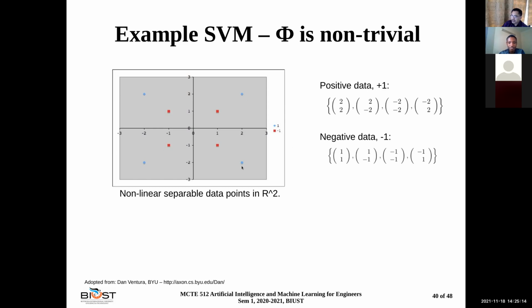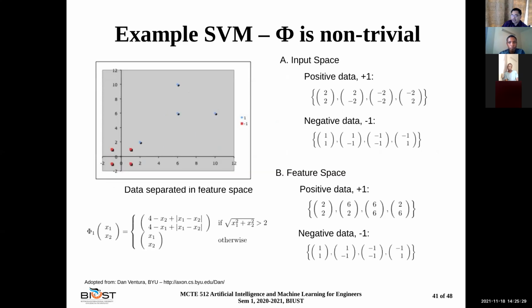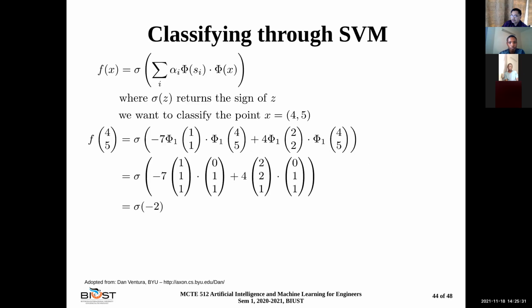Because you remember, the blue diamonds outside are +1 classification, and the red squares are -1 classification. So the 4, 5 is somewhere here, so it will be +1. Okay, let's check if it will be +1. Oh, it's not +1. It's -1.